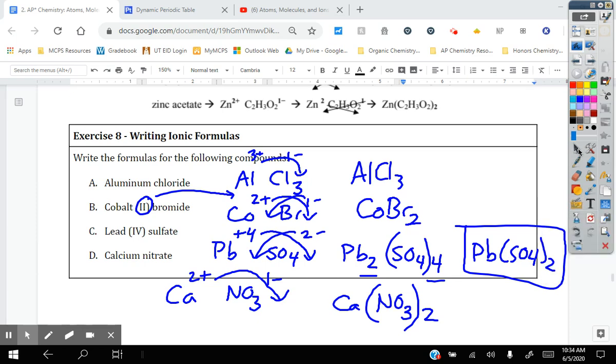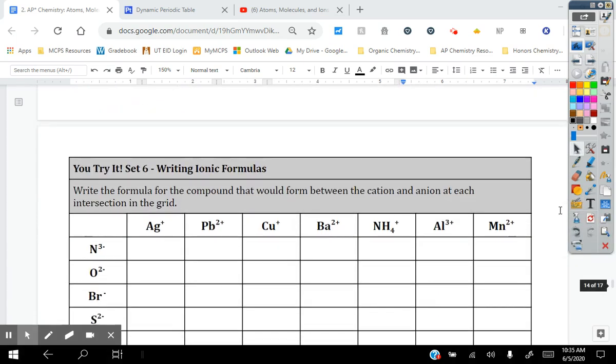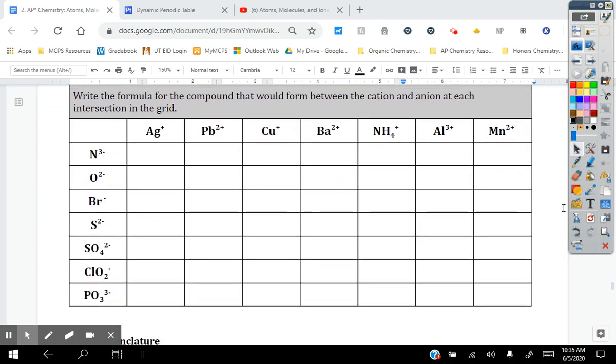I've come up with a grid with plenty of practice for you, and essentially you just need to write the formula in the grid. I see Ag plus, and I see N3 minus. If I switch my charges and turn them into subscripts, for example, this would be Ag3N. And you're just writing the formula in each box.